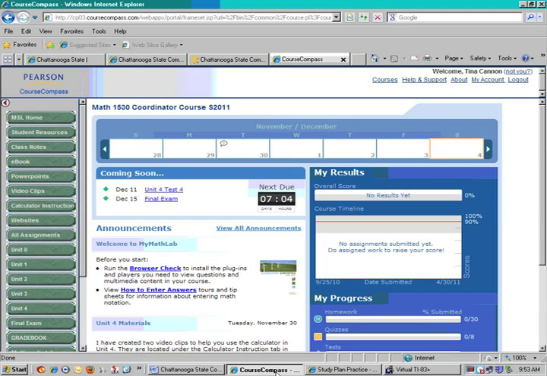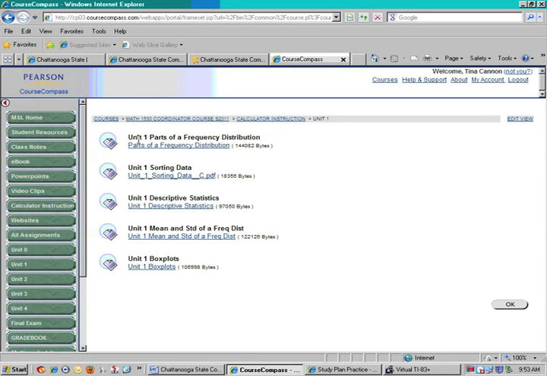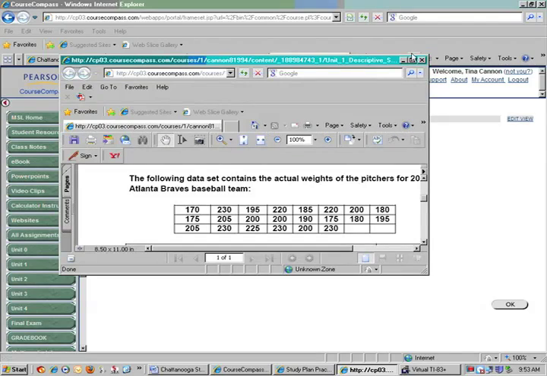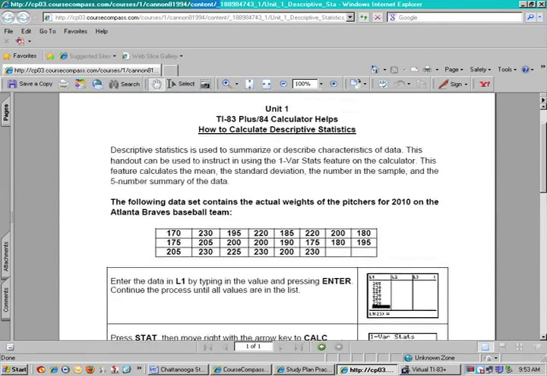In this particular problem, I'm going to use a handout that's located in Calculator Instruction, and we are in Unit 1, and we're going to look at descriptive statistics. So this is a handout that we will be using. Now, in this particular problem, we are given a list of weights for pitchers on the Atlanta Braves ball team, and what we want to do is use the data to calculate our different statistics.